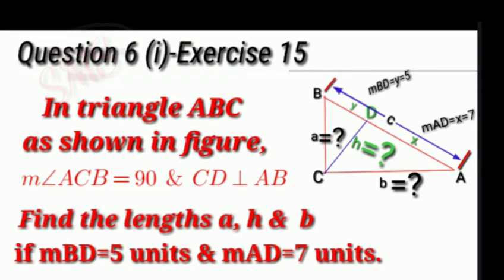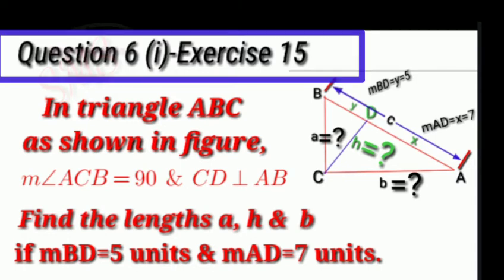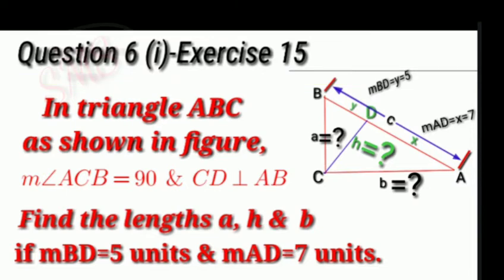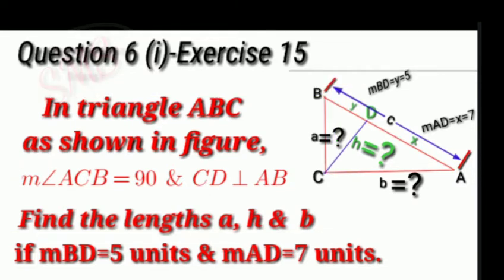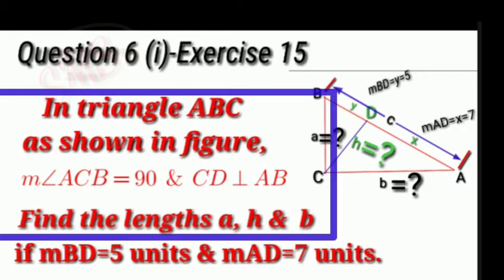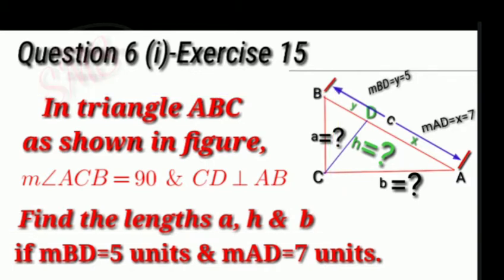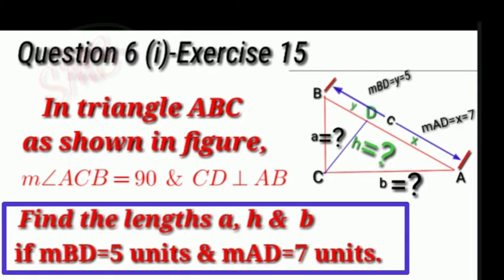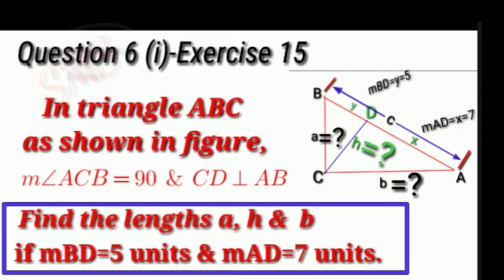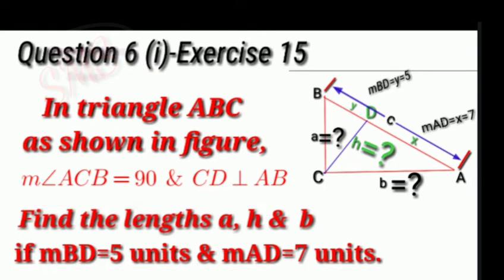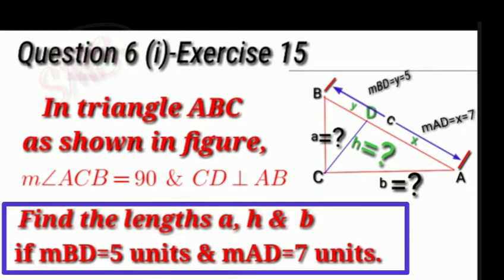Question 6, part 1 of Exercise 15: in triangle ABC as shown in the figure, angle C is a right angle and CD is perpendicular to AB. Find the lengths A, H and B if side BD is 5 units and side AD is 7 units.